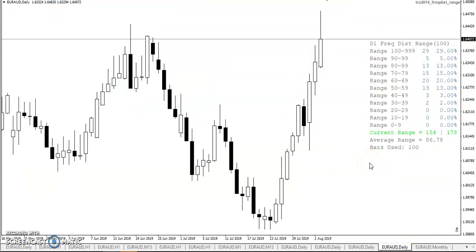First, I like to look at the daily range and see just what kind of movement it has. And as you can see, more times than not, it's above 60 and possibly 70 or more. So just using the frequency distribution range, that's a 2014 indicator. And we've got a current range of 154 pips so far today, and an average range of 86. But you can see here the average range, there's more below than above, so that means there's some really big days, like today, 150.